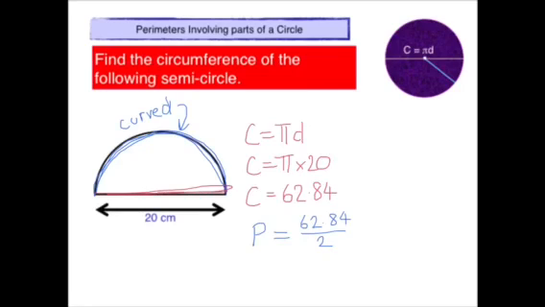But we still have a bit to go. We still have this bit at the bottom that's extra, the straight bit at the bottom. But we know already that it's 20 centimetres, so we simply add it on as plus 20. So the perimeter is equal to 62.84 divided by 2 plus 20. And we get an answer overall of 51.4 centimetres. And just be careful, you'll notice that we've kept C for circumference and P for perimeter separate.